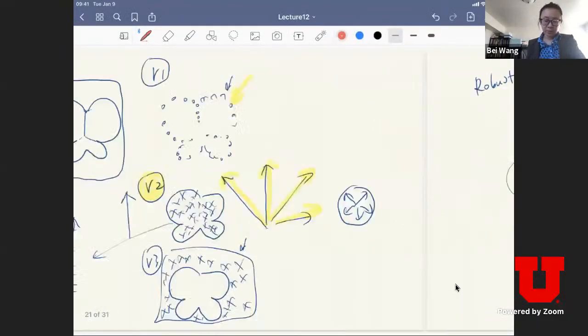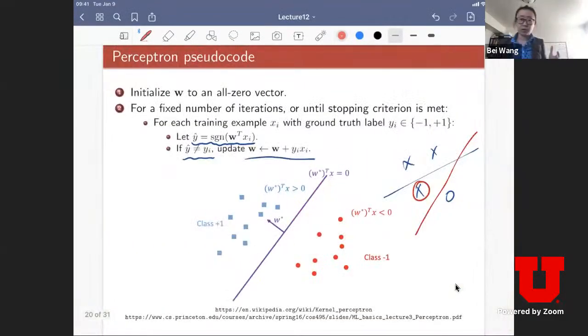So today's lecture, we're going to continue talking about the perceptron algorithm and move on to the kernel perceptron, and then talk about kernels over persistence diagrams. Again, this is not a lecture on machine learning in general, but a quick review of the kernel method in machine learning.